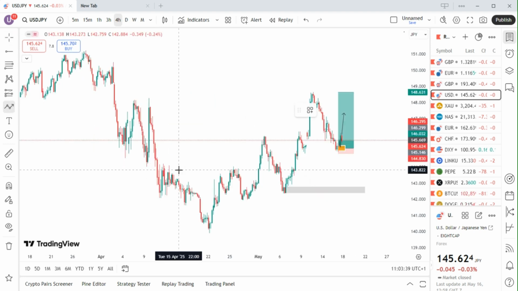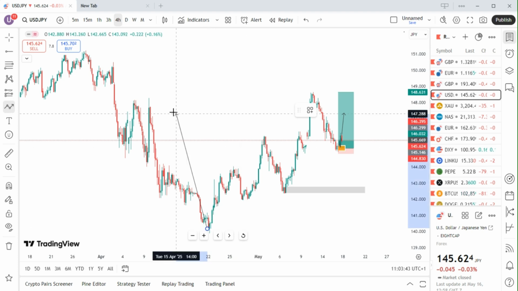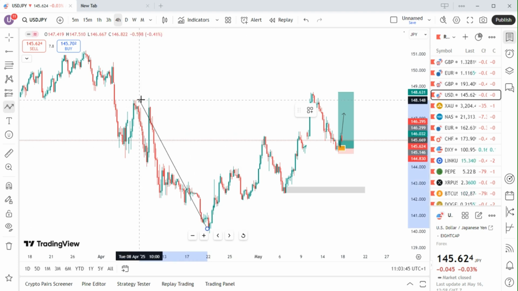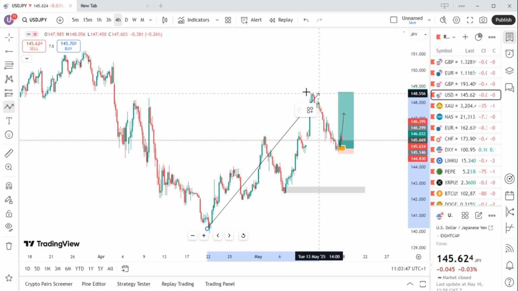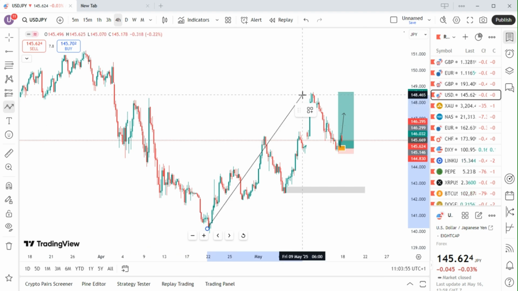So on a 4-hour time frame, we're also bullish, okay, because we have closed above this last resistance area. You can see it, we have broken above it. This was the last lower high that was printed, and price has closed above it, signifying that we are bullish. So currently, we have come to this zone.